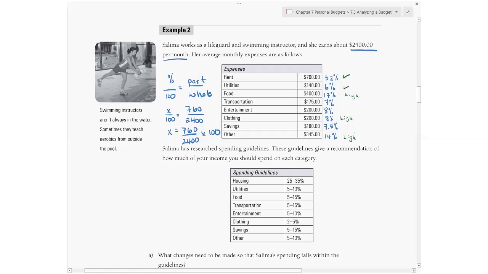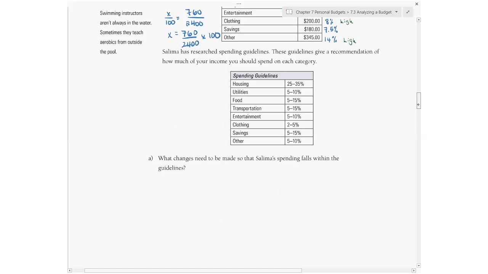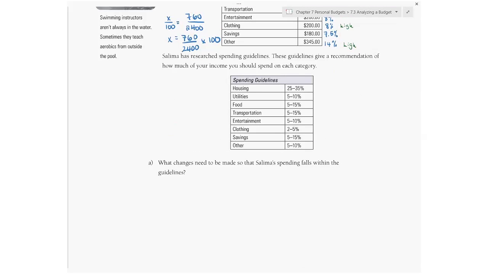So I'm guessing if she's spending $400 on food in a month, she's going out quite a bit to eat. She's not just going buying groceries and making herself food. So for $400 a month, she can definitely cut back there. Clothing probably doesn't need $200 worth of clothing a month. She's not super high on that, but she is still on the high side. And then other, she can definitely cut back on. So what changes need to be made so that they fall within the guidelines?